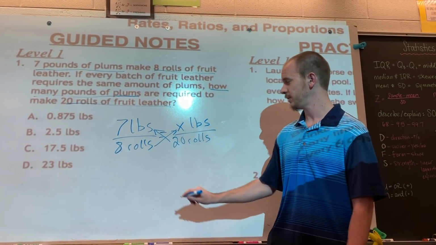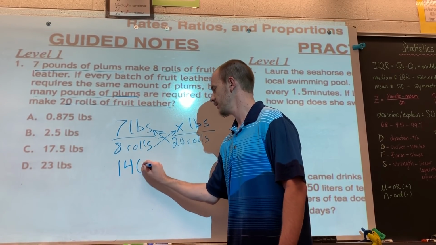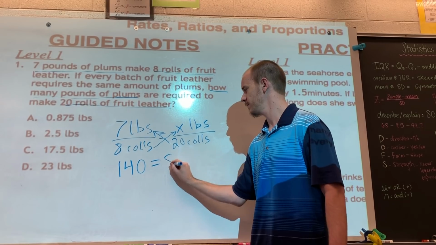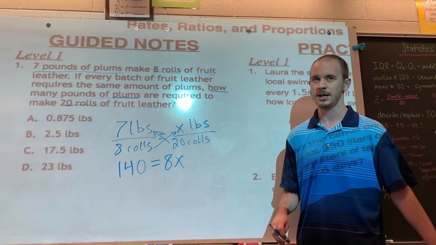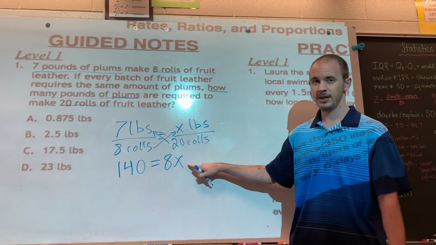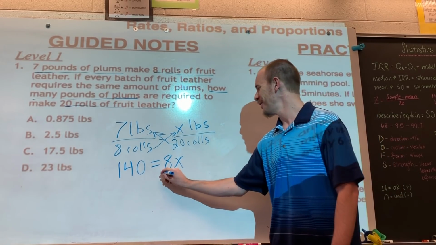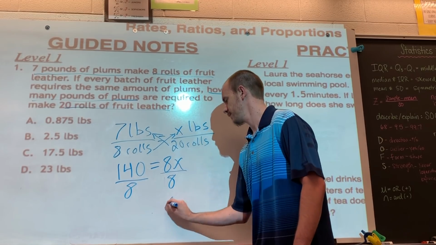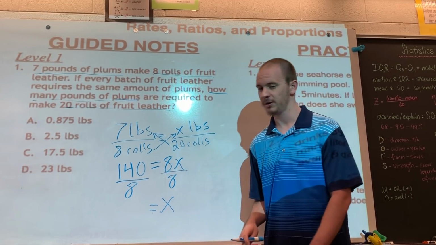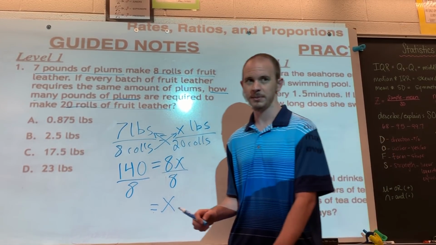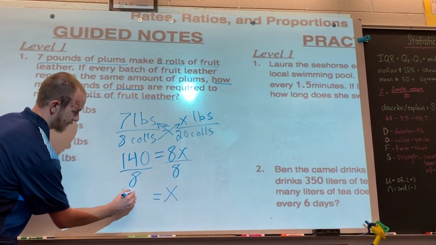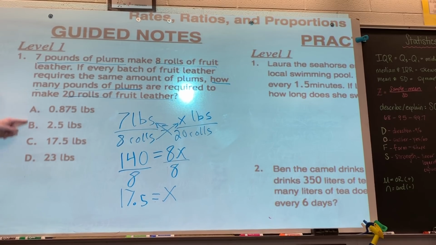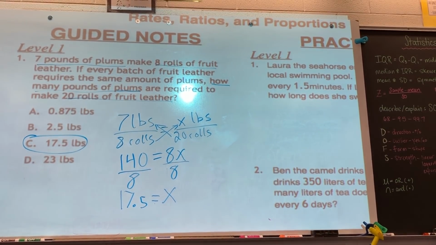20 times 7 gets us 140. 8 times x gets us 8x. To isolate our x by itself, we divide by 8. And plugging into our calculator, 140 divided by 8, we get 17.5. Looking for our answer, it's C.